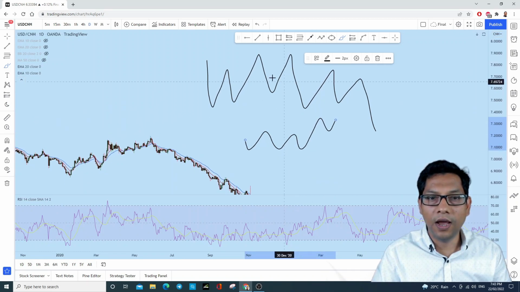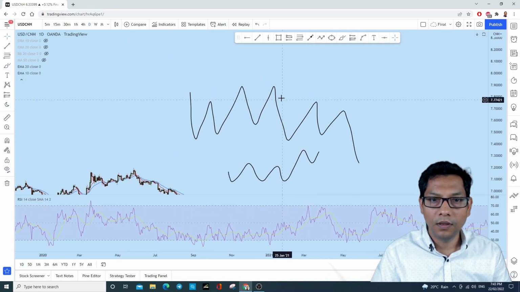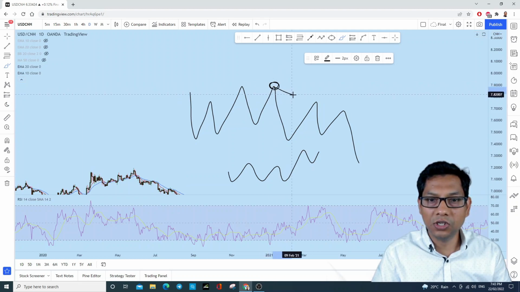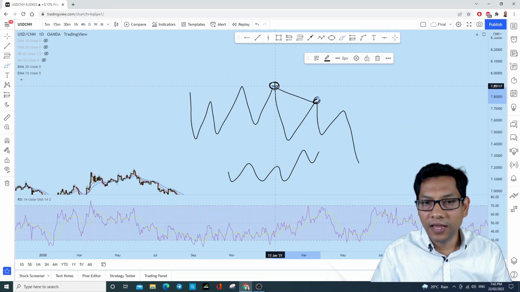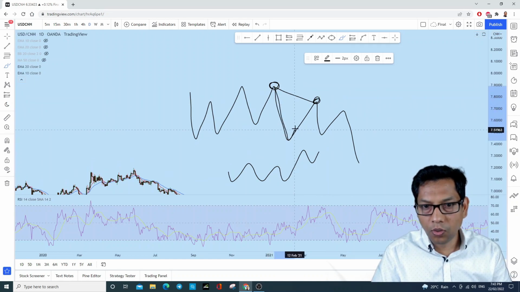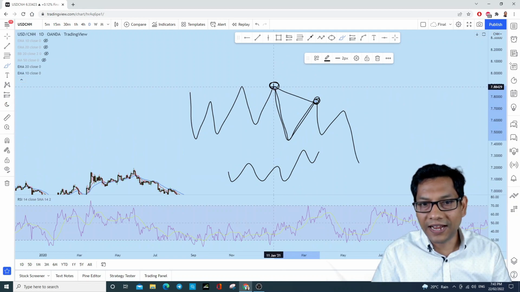All right, now what you saw here, look at this. In the chart, you saw that this is the top and the price slowly came down. So it has created a lower high, right? From here, the price came down, went above, but created a lower high and then dropped.